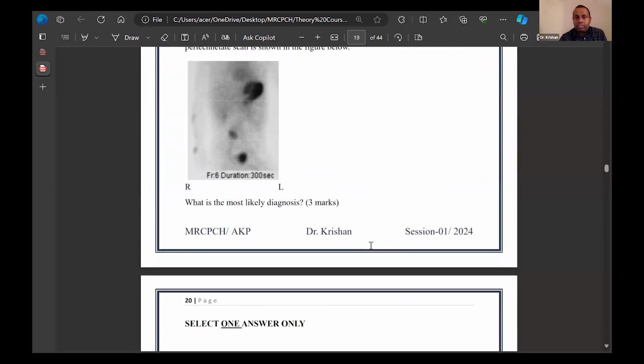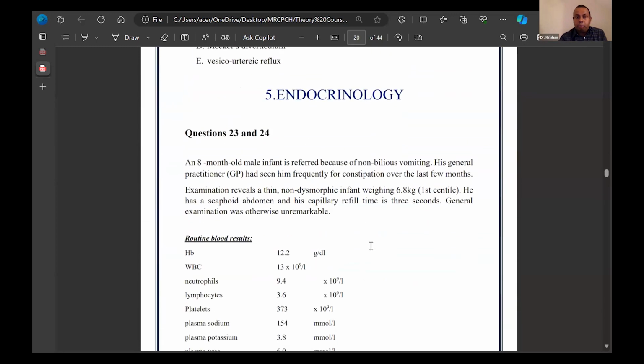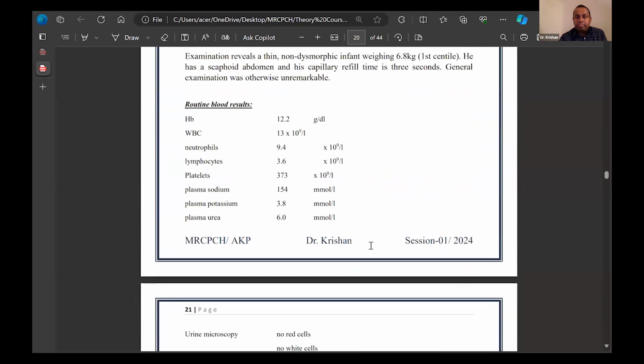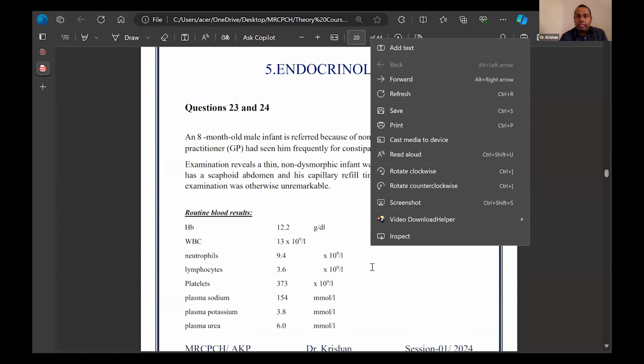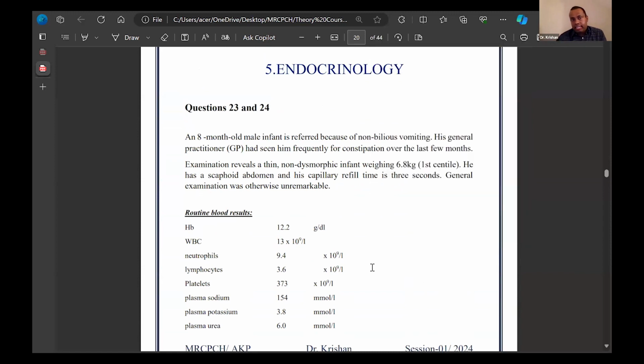This we will not discuss because there are a lot of pictures. Right. This one. Endocrinology. An 8-month-old male referred due to non-bilious vomiting.